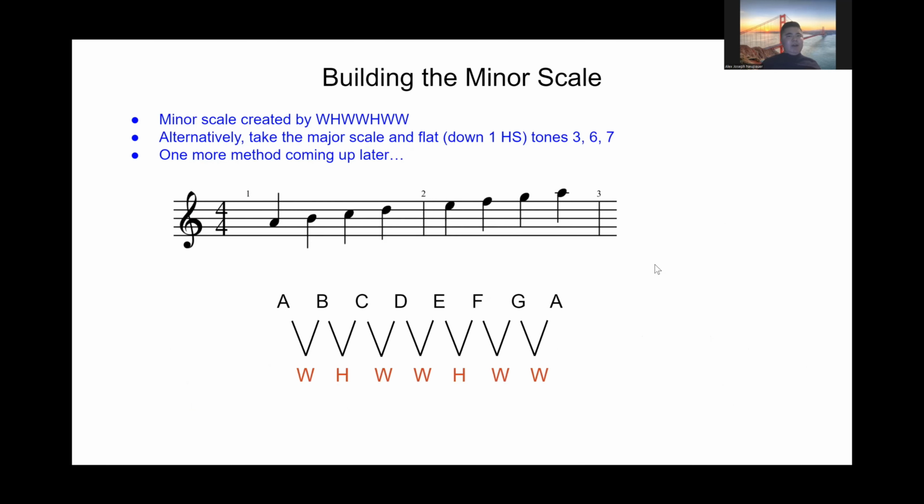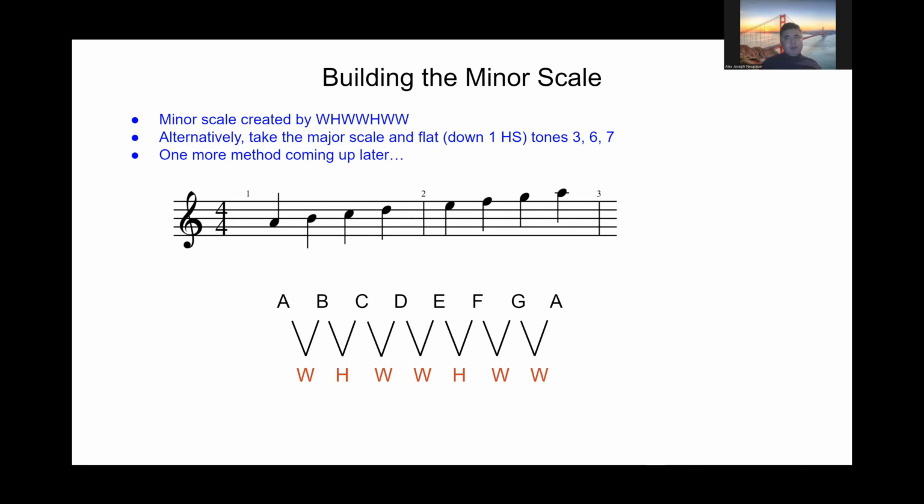So let's talk about minor scales now. A minor scale is created with a different set of whole and half steps. It's whole, half, whole, half, whole, whole. So let's take a look down here. Here's an A minor scale. We can indeed see that there is a half step between B and C and E and F, as we had discussed before. Everything else is going to be whole steps.